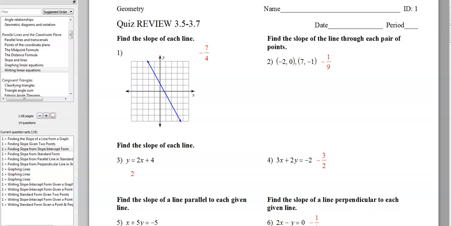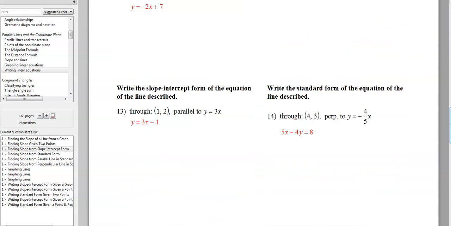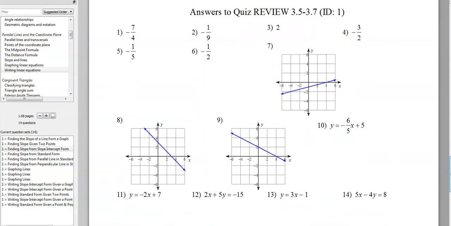All right, quiz review 3537, talking about parallel and perpendicular lines. We're graphing, we're finding slope, we're trying to write our own equations. Let me first just give you the answers so that when you scroll down here, you can check yourself to see which ones you need to do.